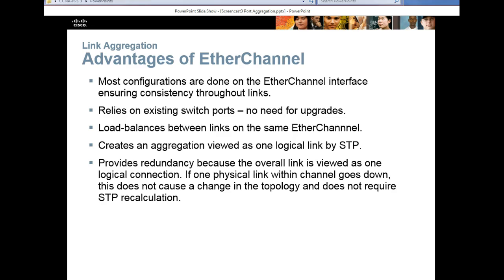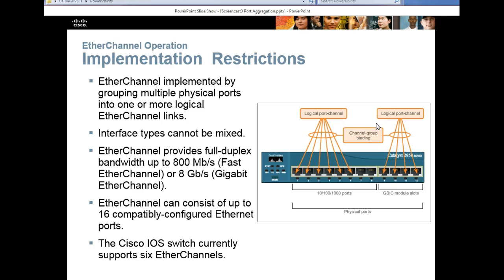And it relies on the current ports, and it load balances, and it's one logical link to spanning tree. So spanning tree will take a look at the EtherChannel and consider it one interface, and you don't have to worry about blocking or the redundancy. Okay. Now, if you have 2 EtherChannels, spanning tree will still work in that situation.